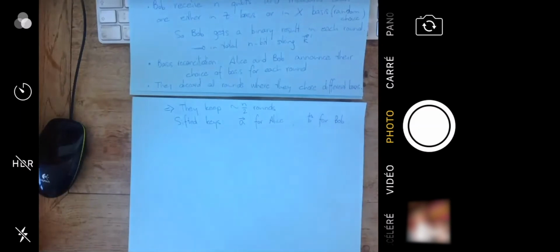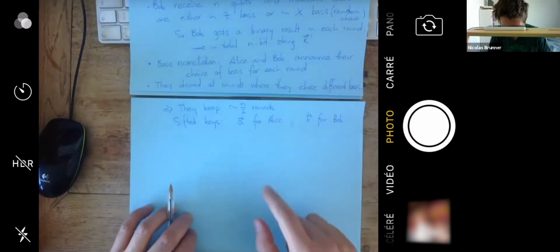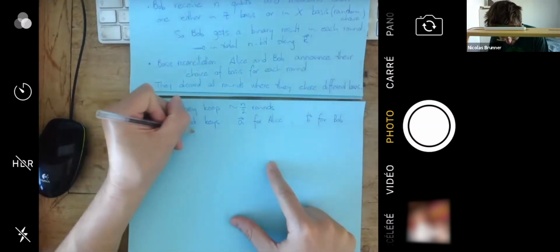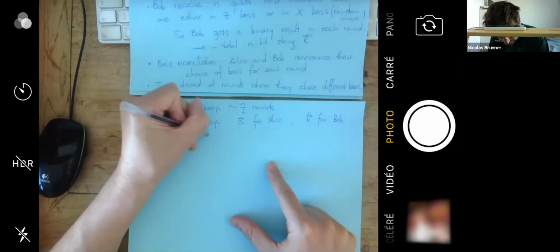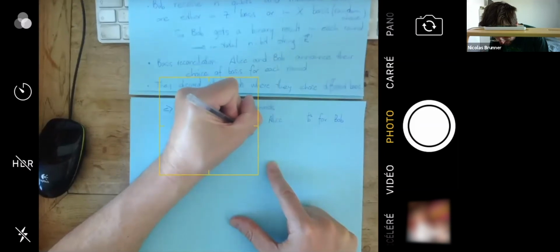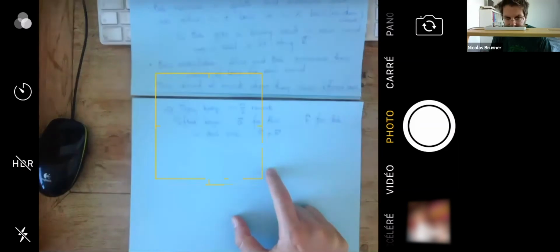Sorry, I just have a question about the end. I thought that since they only keep the bits where they have chosen the same basis, then A and B should be the same string. Yes, you're totally right. So in the ideal case, we have that A is equal to B. That's totally correct.